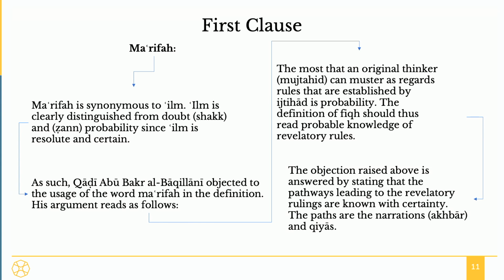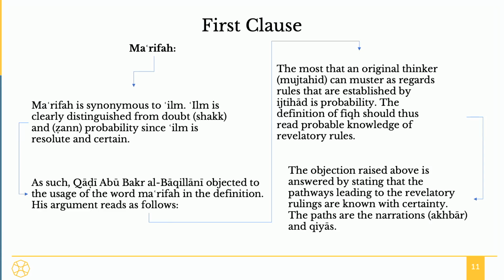The most that an original thinker can muster as regards rules that are established by ijtihad is probability. So when a faqih looks, he wants to establish a given ruling. Let's look at the ruling: whether rice is considered a usurious item or not. He wants to ascertain the ruling in that particular regard. So what does he do? He applies himself to the text. He comes to the conclusion that, since wheat is usurious, then rice should also be usurious because they share in an illah, an underlying reasoning. So he joins the two together.